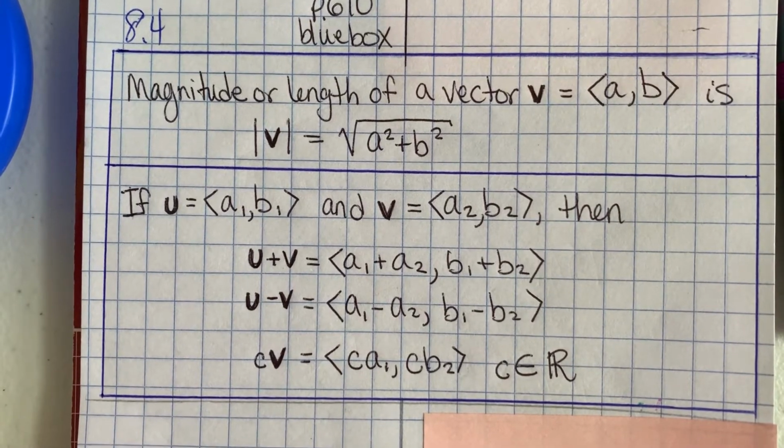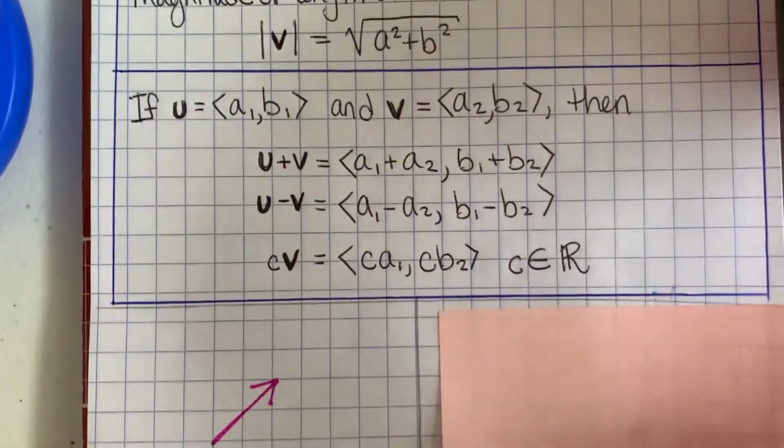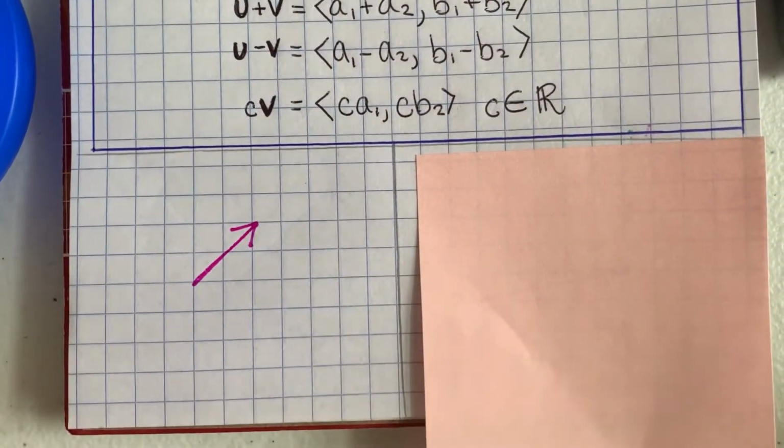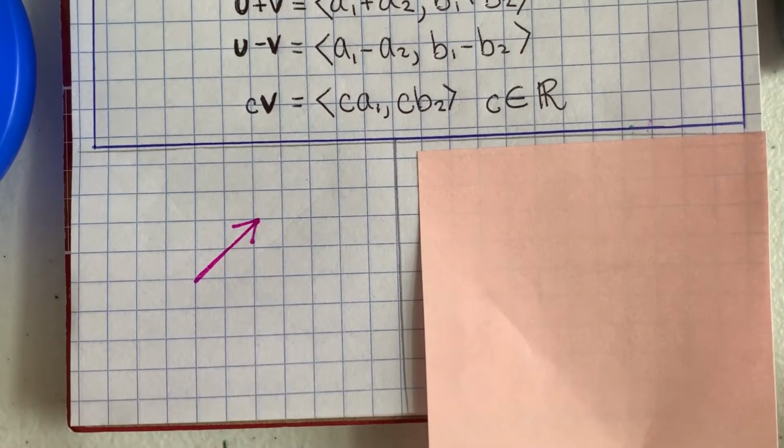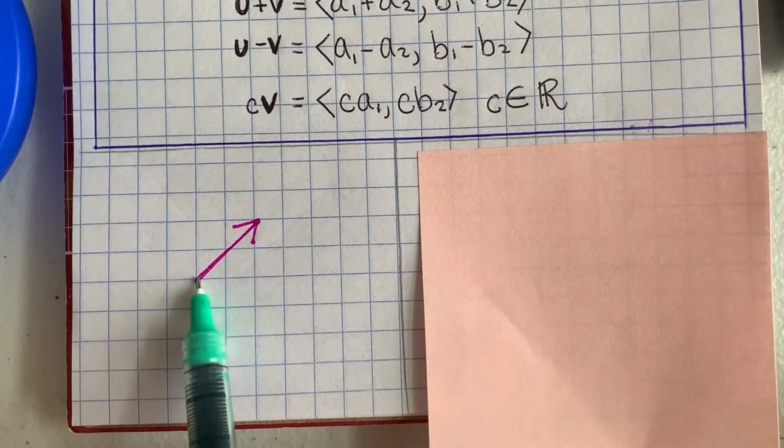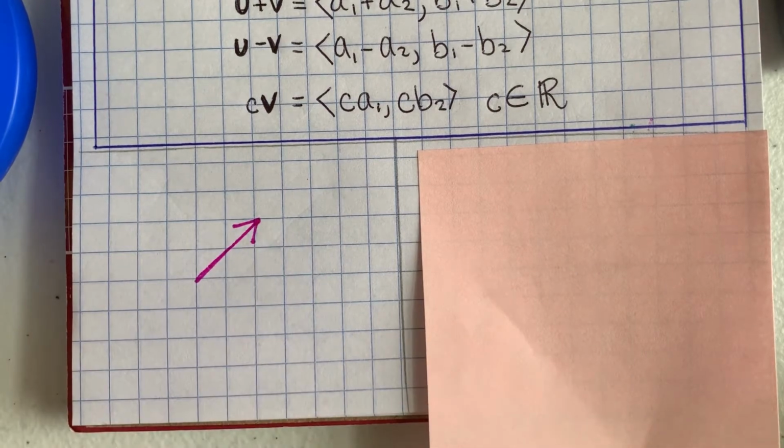Okay? So let's take a look at a couple things. So here's one vector. This vector is starting here, and it's ending there. I haven't named it yet.